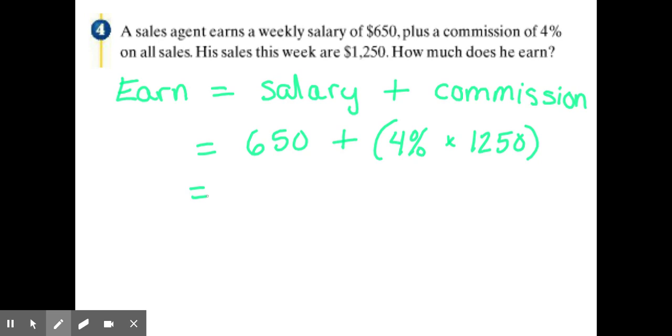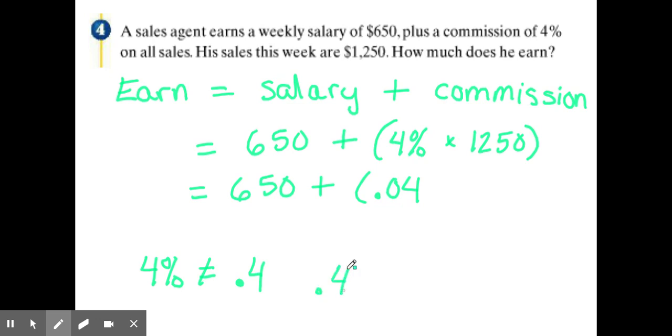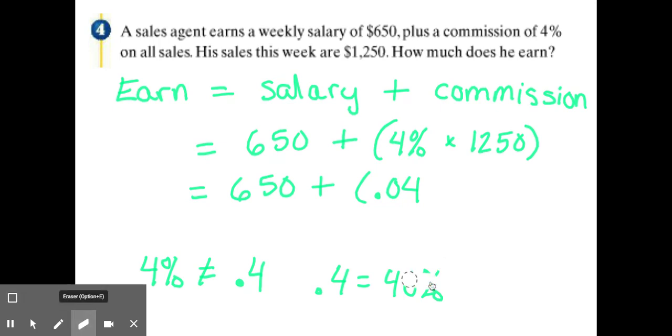So if I work that out, 4%, remember, we have to move the decimal 2 spaces. So it's 0.04. A really common mistake is that someone will say that 4% is equal to 0.4, but that is not the case. 0.4 is equal to 40%, not 4, so be careful about that.